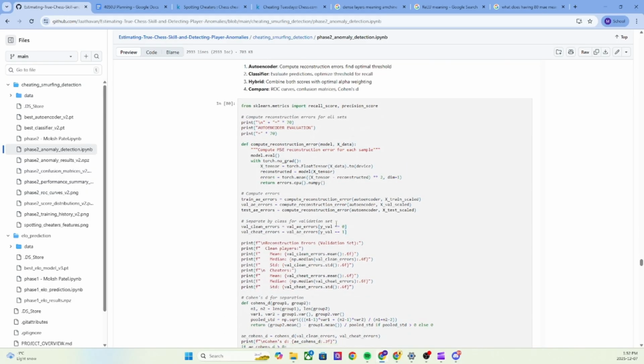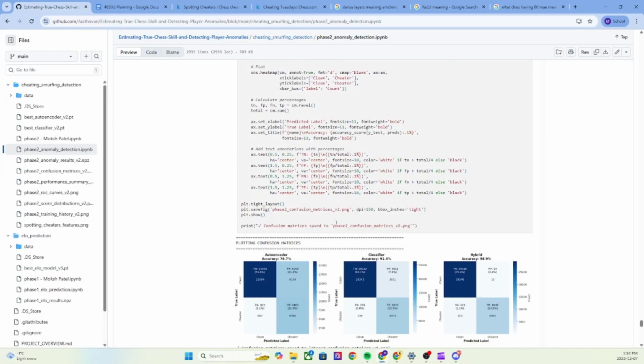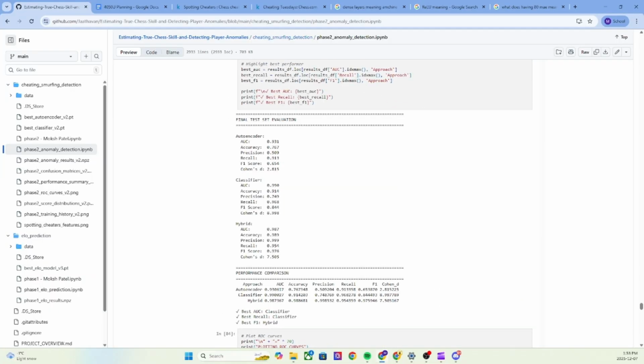After training our autoencoder, our supervised classifier and our hybrid model, the reason why we combined them is because the autoencoder is great at identifying unusual engine-like play. The classifier is good at confirming standard fair play, and together it would be the best of both worlds, right? So if we combine the results, we get the highest overall accuracy, the best cheating recall, and the most stable anomaly ranking. In summary, the autoencoder detects suspicious moves, the classifier verifies if the game is likely human, and the combined model provides the most reliable cheating detection signal.